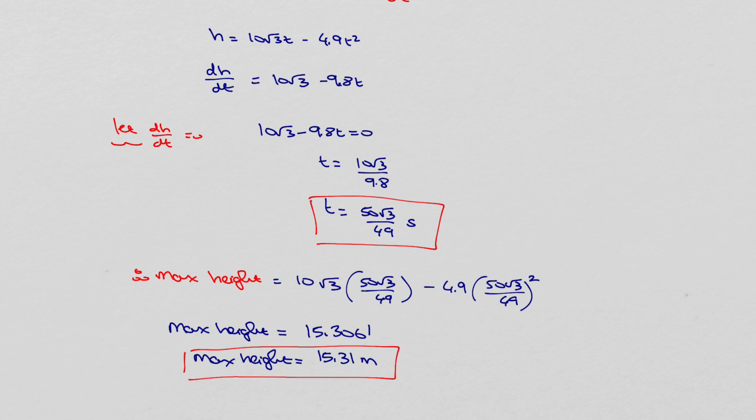We had 5 marks for our differentiation, 5 for getting our time, and 5 for getting our maximum height. So a nice question, different type of question, and just one to be aware of.